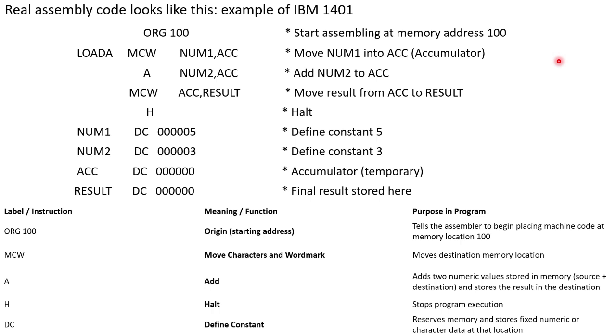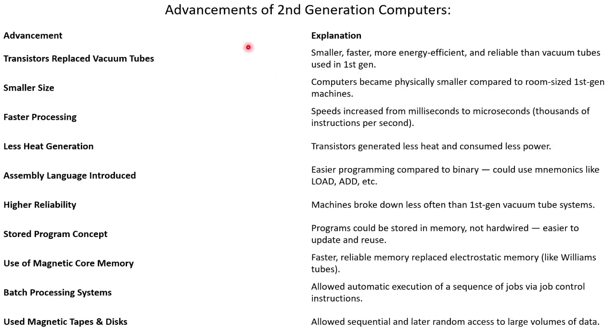Before moving forward, this is how an assembly program looks. The first line, ORG 100, starts assembly at memory address 100. These are the instructions that the CPU has to follow in order to give output accordingly. In this program, we try to add two numbers. So yeah, this is an example of an IBM 1401 assembly code program. Now let's see the advancement of second generation computers.